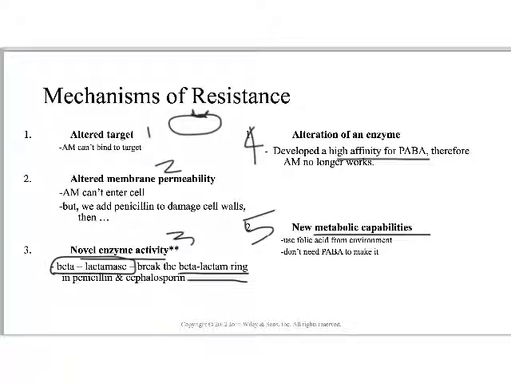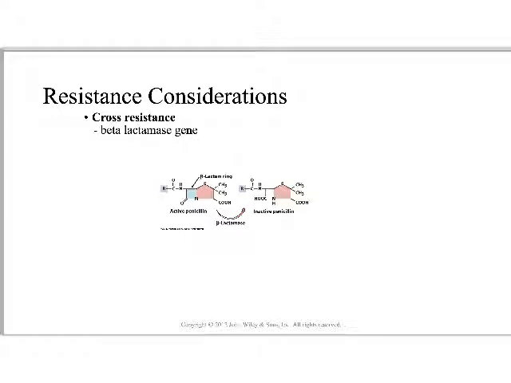Bacteria are constantly changing in response to their environment. Here is a picture, and I just wanted you to be able to see it. This blue thing is the beta-lactam ring, and that's what interferes with the peptidoglycan and makes penicillin and cephalosporin work. But bacteria have developed this enzyme beta-lactamase, and that breaks down this ring. So then the antibiotic doesn't work anymore.